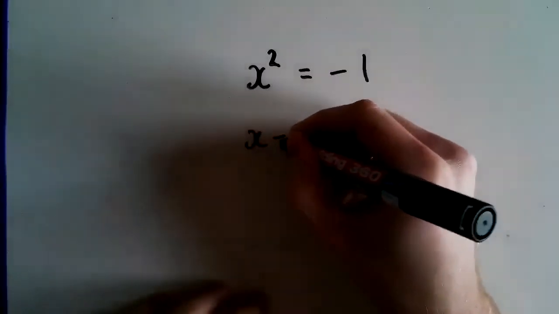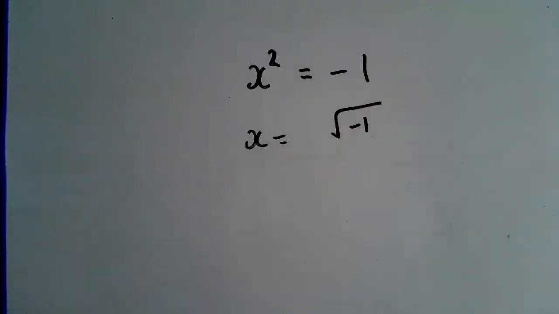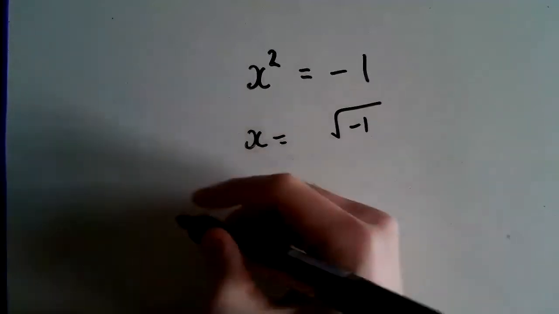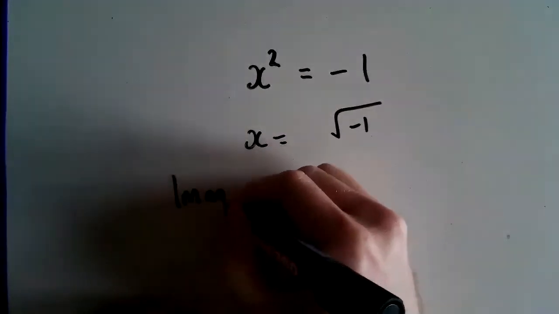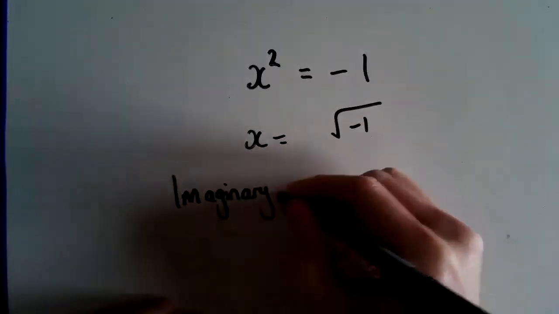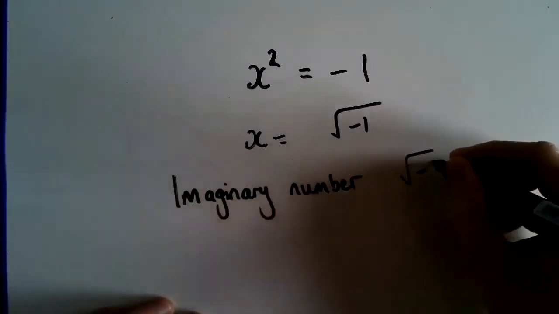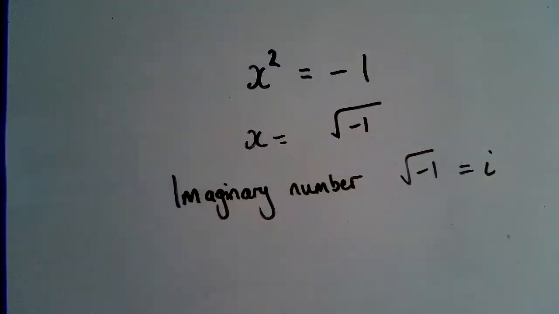So x equals, well, that would be one solution because we have plus or minus that, the square root of minus 1. And let's give this number a name. We're not going to call it a real number, we're going to call this an imaginary number. And we say that it equals what's called i. If you go into anything like engineering, there's something that's called j, but we're going to call it i. So that's what we call an imaginary number.